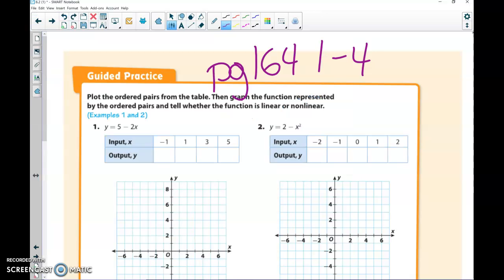So you have 1 through 4 in the book. So 1, 2, 3, 4 questions and 4 PMT questions. So there's 9 to choose from on the PMT. You're picking 4. 4 from the book, 4 on the PMT. So 8 questions altogether. And that would be your homework for the day.